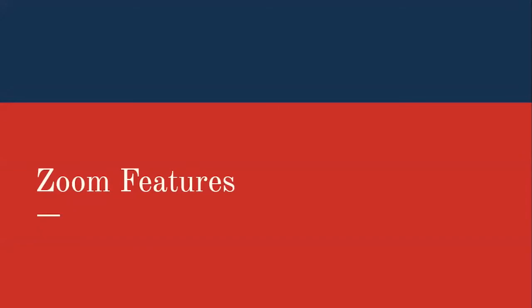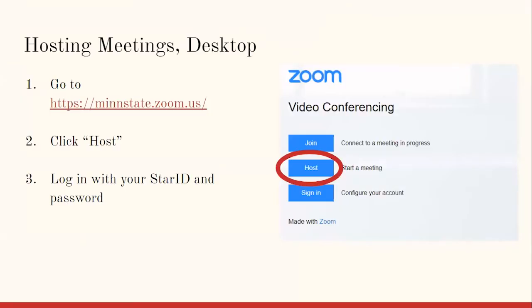Let's talk about Zoom features. If you're hosting meetings for the desktop or the phone, you want to make sure that you're either logging in through the app using the minstate.zoom.us or through your web browser at minstate.zoom.us. You'll click the host button and you log in with your star ID and password. If you have any problems logging in, Bina can kind of help you troubleshoot that.